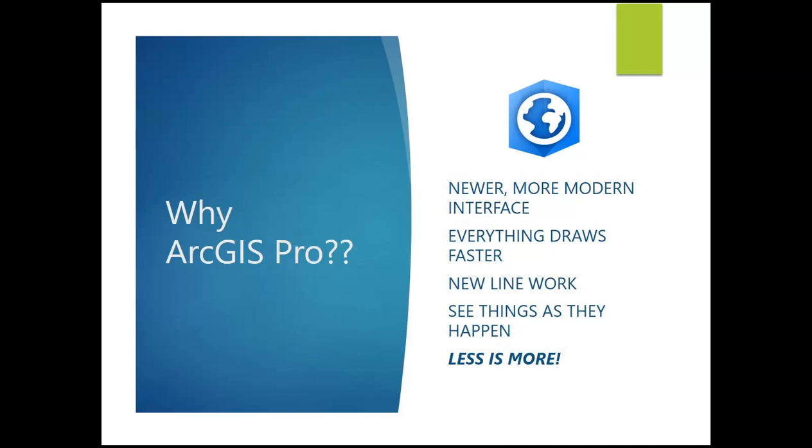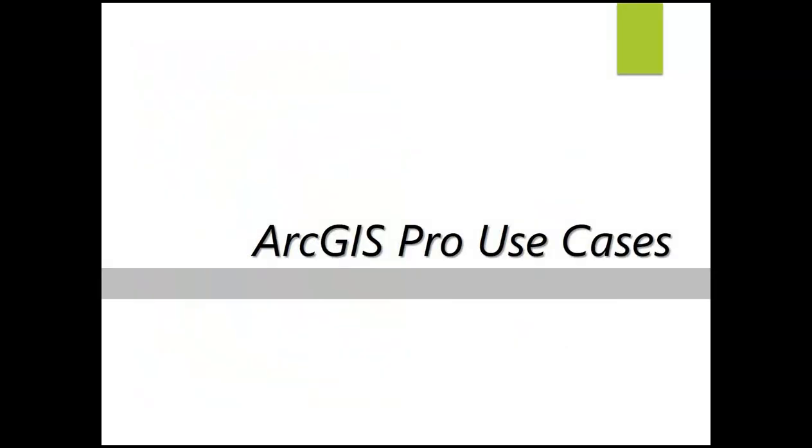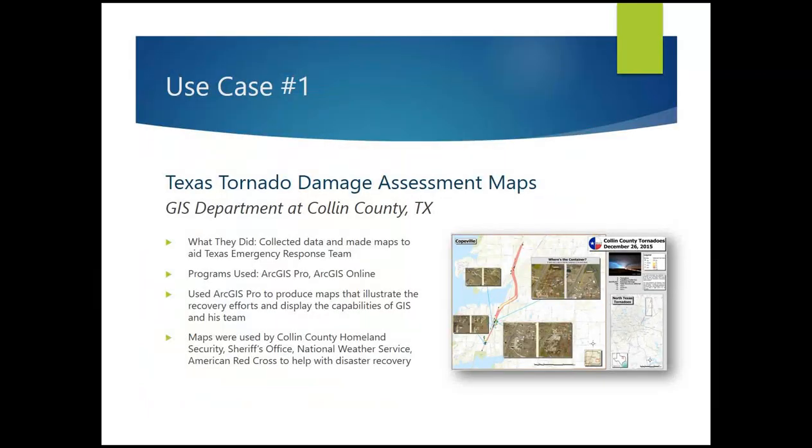Now, let's take a look at some use cases where both GIS and non-GIS users have utilized the power of ArcGIS Pro. This first case brings us down to Collin County, Texas, where a GIS department created some damage assessment maps after about 9 tornadoes blew through northern Texas in December of 2015, damaging at least 1,000 homes and buildings. As soon as the storm hit, the GIS department went right to work collecting data and making maps to help efforts led by the Texas Emergency Response Team.